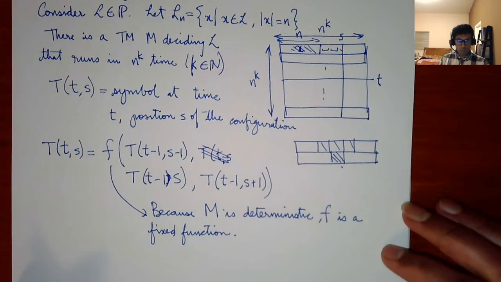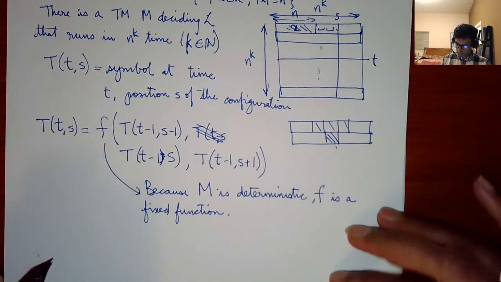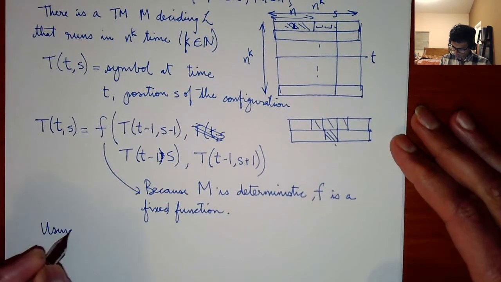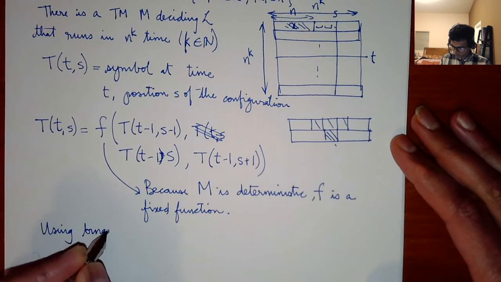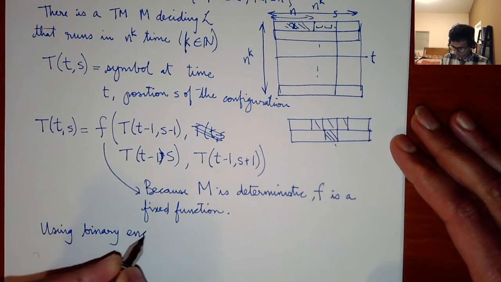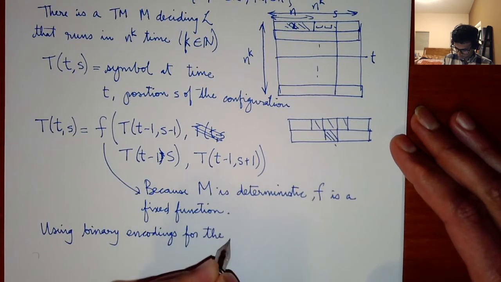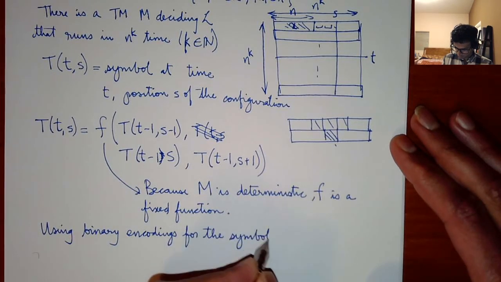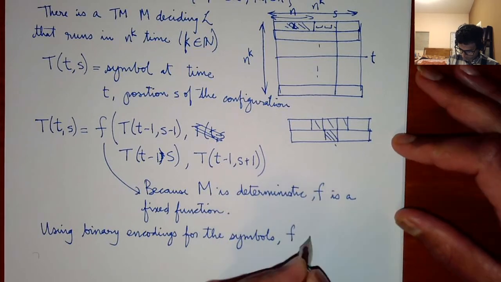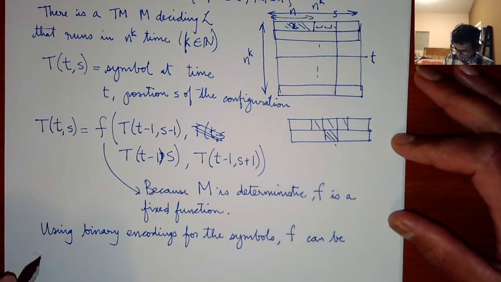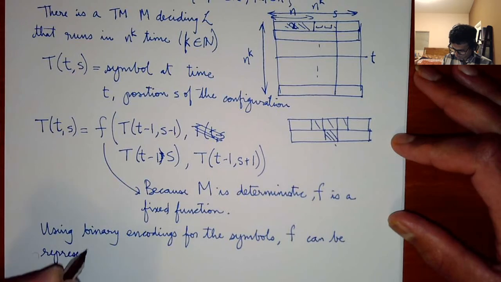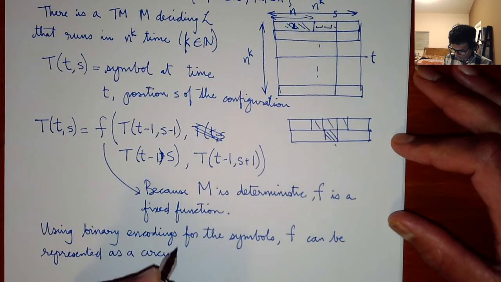And then, so now what we can say is, using binary encodings for the symbols, F can be represented as a circuit with many outputs.